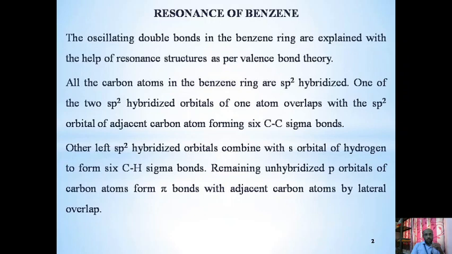One of the two sp2 hybridized orbitals of one atom overlaps with an sp2 orbital of the adjacent carbon atom, forming 6 C-C sigma bonds. The other remaining sp2 hybridized orbital combines with the orbital of hydrogen to form 6 C-H sigma bonds. The remaining unhybridized p orbital of each carbon atom forms pi bonds with the adjacent carbon atom by lateral overlap.